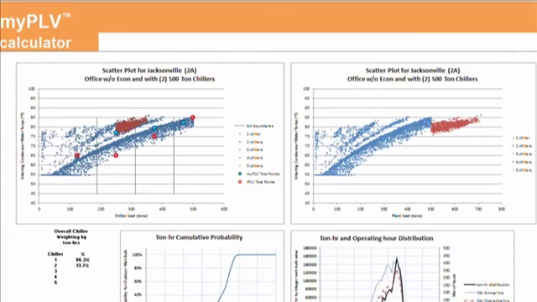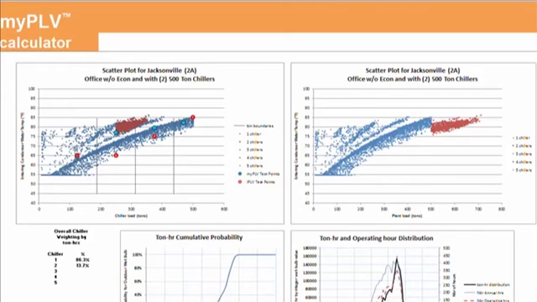These give you a graphical representation of the building and the chiller you've modeled. The first graph we'll look at is chiller load versus entering condenser temperature. The blue triangles represent 1 hour of one chiller operation, and the red squares represent 1 hour of two chiller operation. The vertical dashed lines separate the 4 load bins.